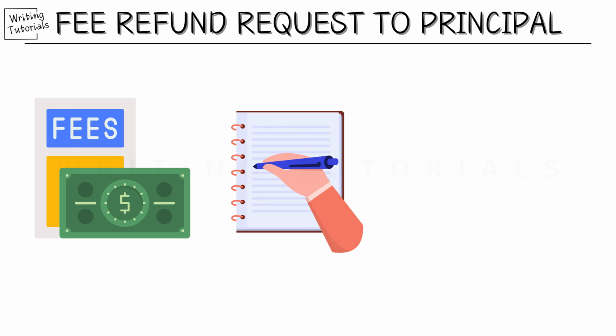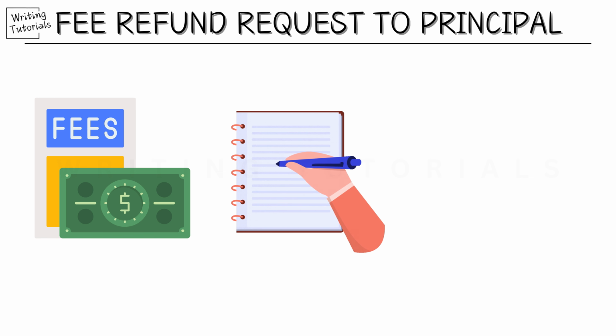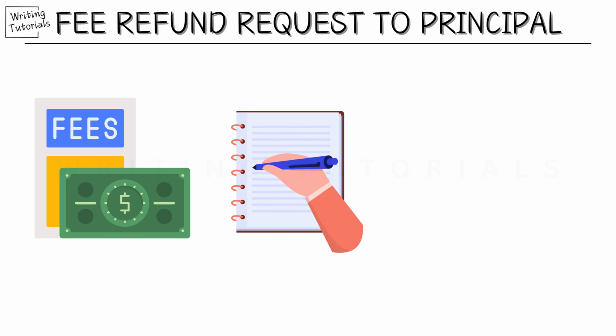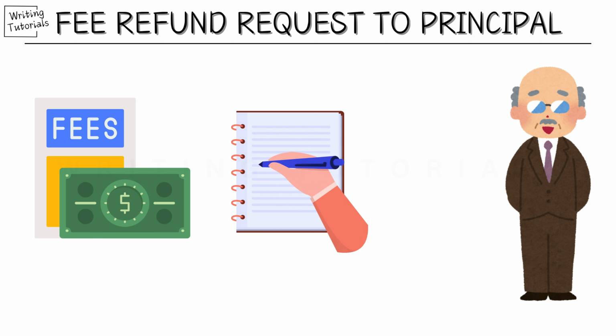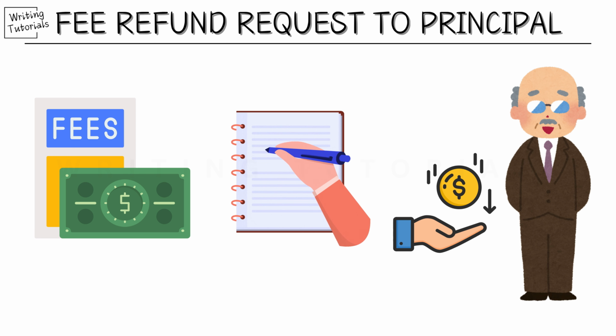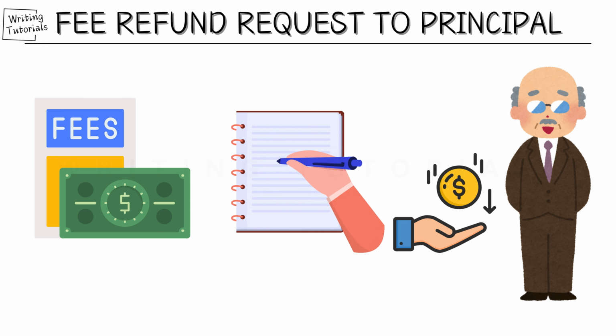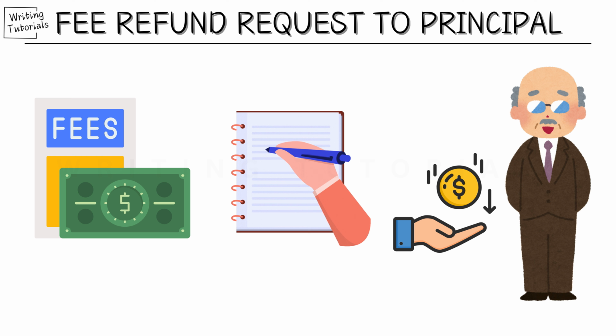For example, this might happen if a student cannot take part in an activity, drops out of a program, or has some unavoidable reason like illness or family emergencies. The goal of this letter is to politely explain the situation, provide necessary details, and request the refund in a respectful and professional way. This kind of letter is important because schools have financial policies, and if you want a refund, you must document your request properly. Writing it clearly and politely increases the chances of your request being accepted.